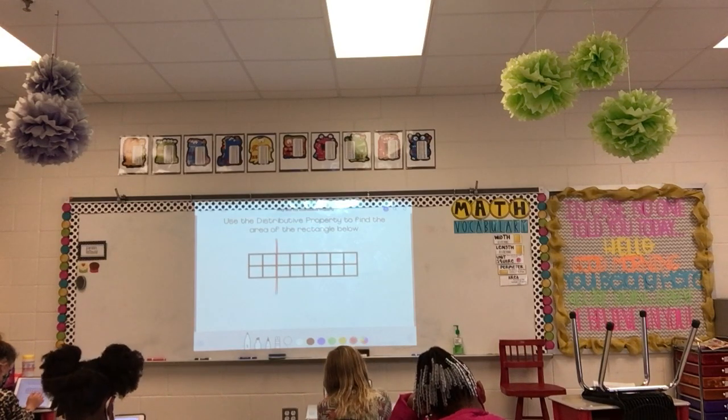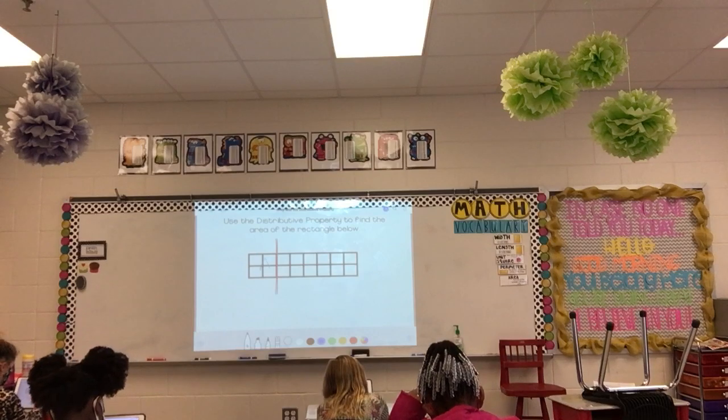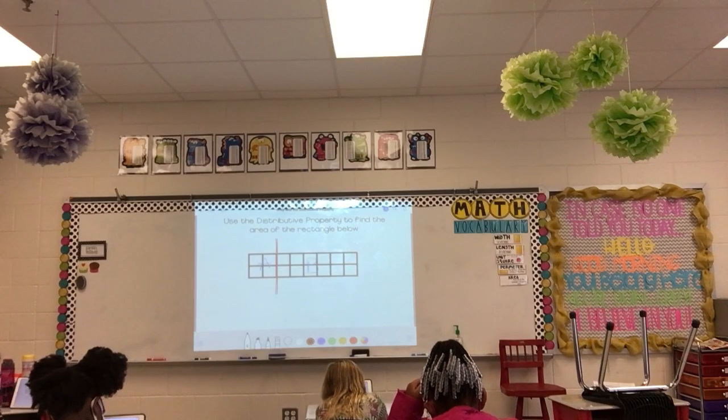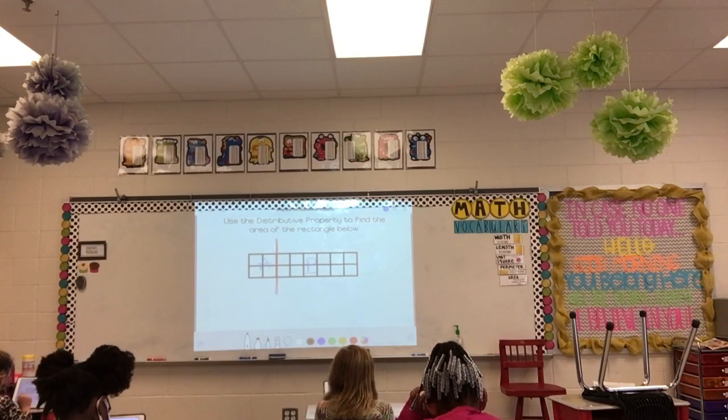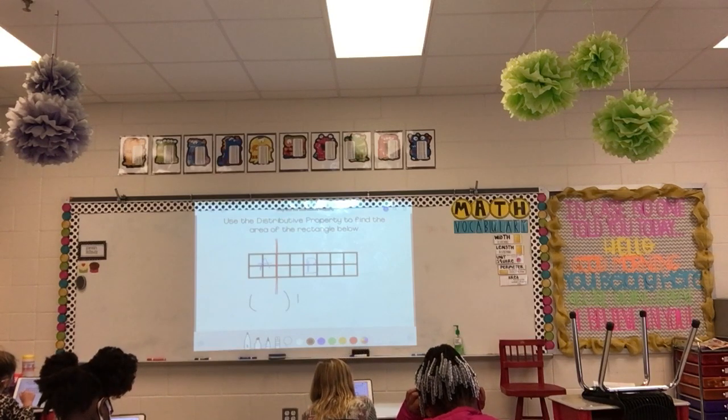All right, we have rectangle A and rectangle what? B. So how many sets of parentheses did you draw? 2. And what must go in between them?